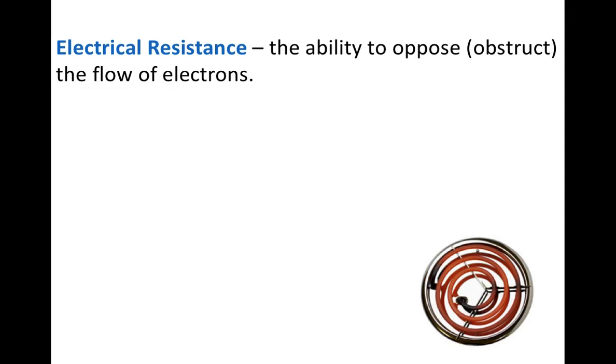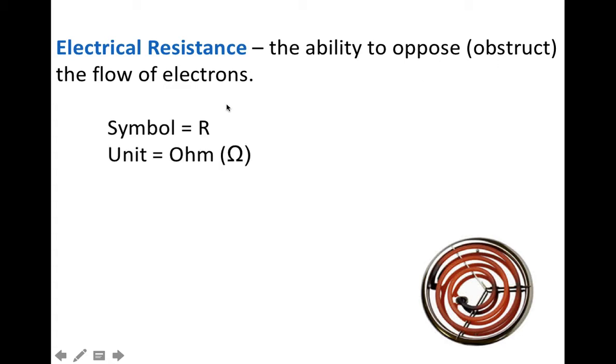So, what is electrical resistance? As you recall, it is the ability to oppose or obstruct the flow of electrons. The symbol we use is R, and the unit of measure is ohms. This is denoted by the symbol omega.